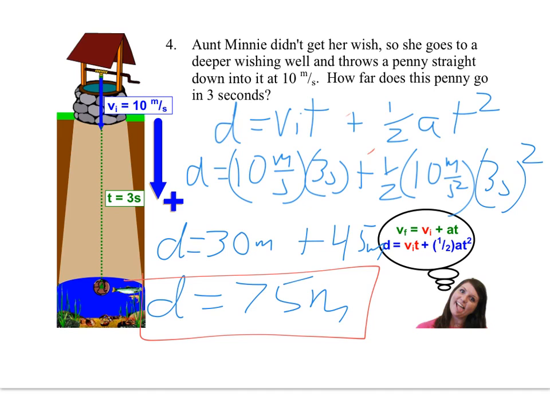Now again, you can go through and calculate the final velocity of the penny, use that final velocity to get the average velocity of the penny, and then use that average velocity times that time of 3 seconds. And again, I encourage you to do that, but you're going to find that the distance that the penny travels is that same 75 meters. So maybe this approach is worth exploring because it saves us a lot of time and saves us a lot of calculation.